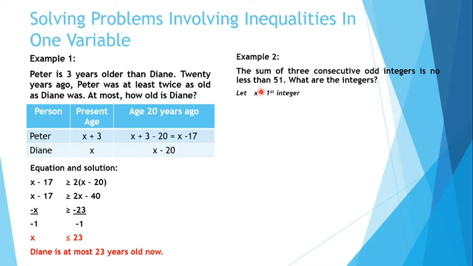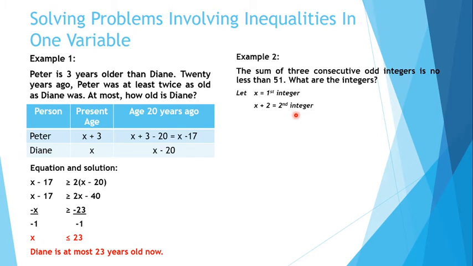Now class, since in the even or odd integers there is a one number gap between them, we only have to add 2 to x. Okay? So, say for example, 1 is an odd integer. For us to get the second odd integer, which is 3, we just have to add 1 plus 2, right? So, this means that x plus 2 is our second integer.